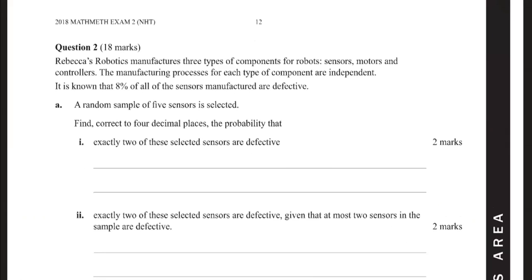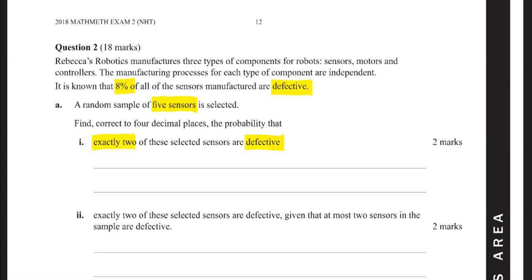Okay, that's 2017 done. I'm going to move on to 2018 short answer for probability. In this question, we're given 3 types of components, and those are sensors, motors, and controllers. And it's known that 8% of all sensors are defective. We're given the fact that a random sample of 5 sensors is selected, and we have to find the probability that exactly 2 of these selected sensors are defective.